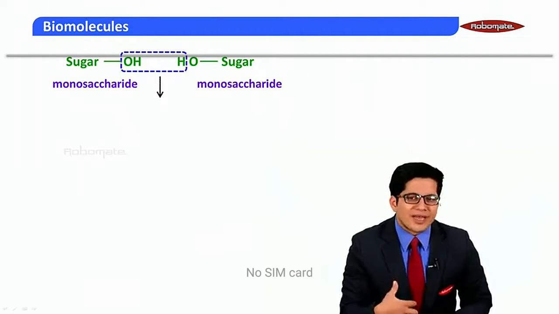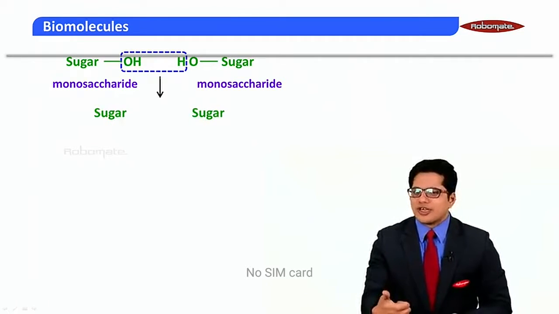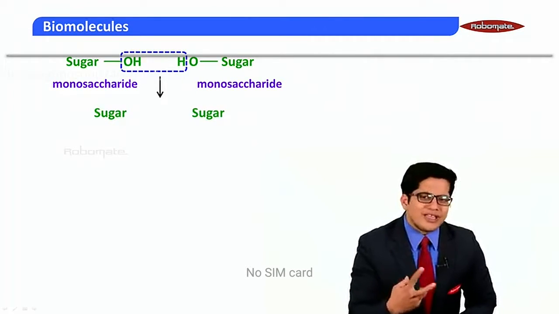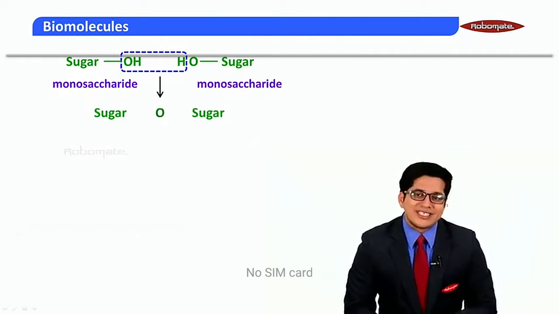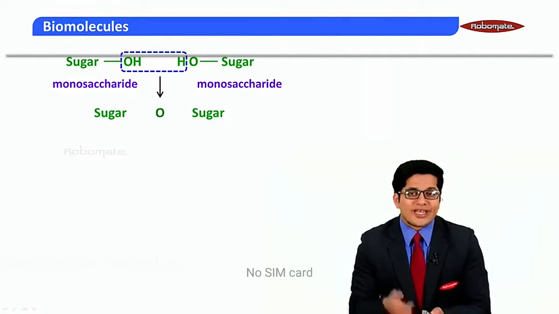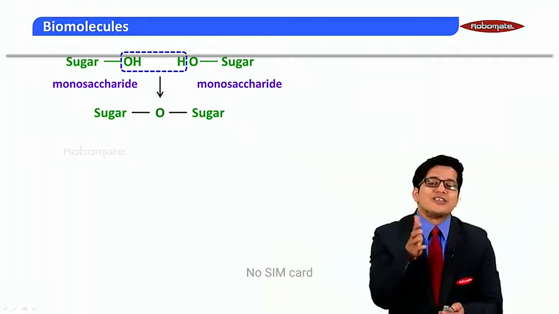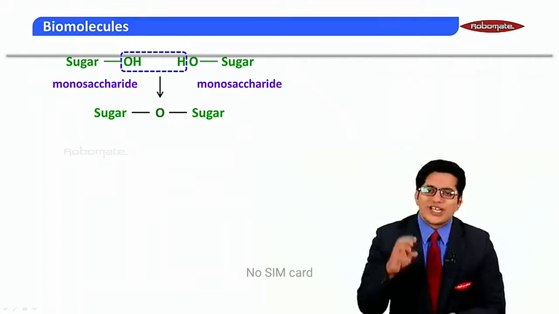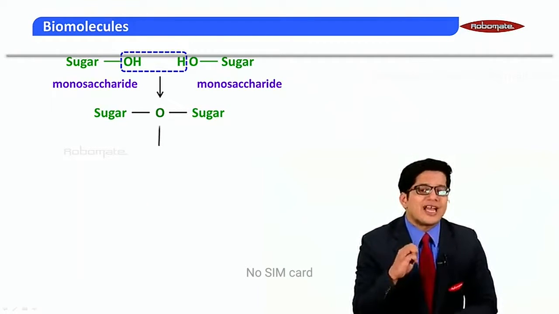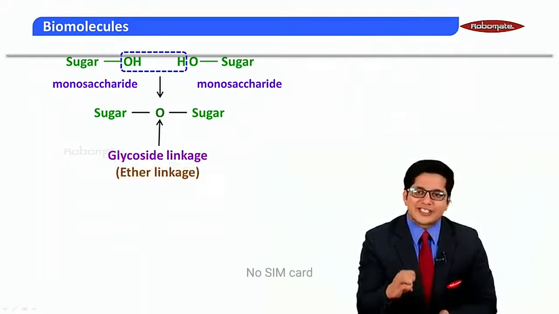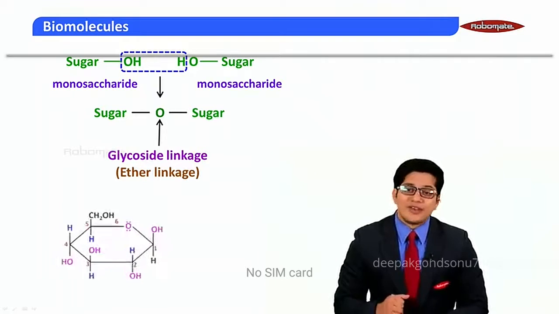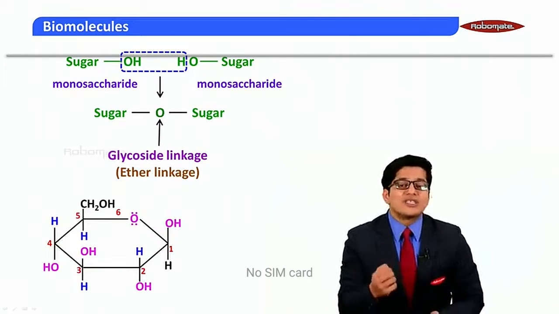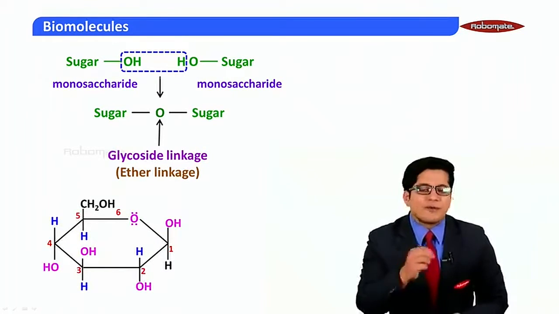So what remains is we have sugars, but now in between these two sugars there is only one single oxygen present. So we would get a sugar-oxygen-sugar bond, which is called a glycosidic linkage or ether linkage. Moving further, we also need to know a very important point.